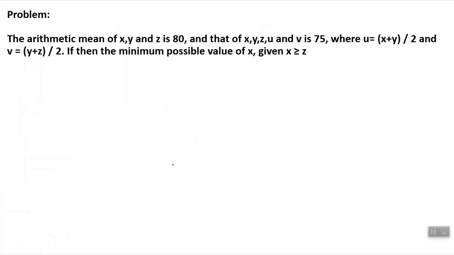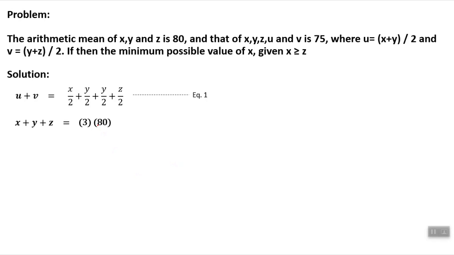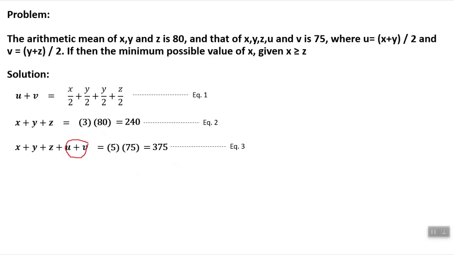All you have to remember is when somebody gives you the mean of several variables, they also tell you the total of those variables. So the total of x, y and z, x plus y plus z is nothing but 3, because there are 3 variables, times 80, which is 240. And the total of 5 variables, x, y, z, u, v, is going to be 5 times 75, or 375. Immediately you notice that the difference between these two last equations, equation 2 and equation 3, is this group u plus v. So we know the value of u plus v, which is 135.